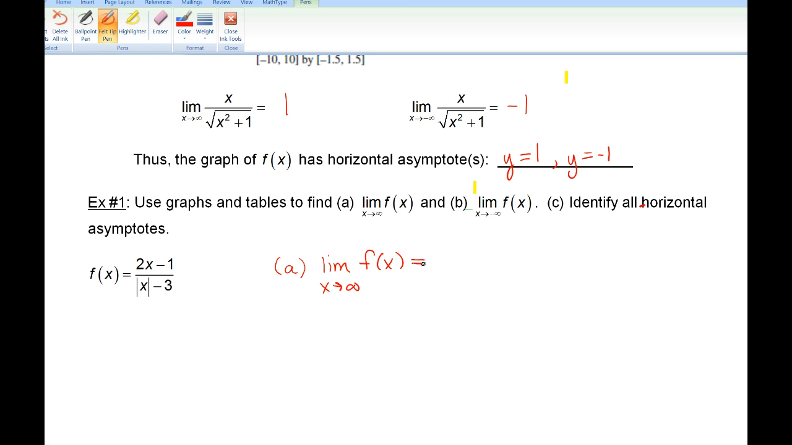What do we get as x approaches positive infinity again? 2. And what did we get as the limit approaches negative infinity?